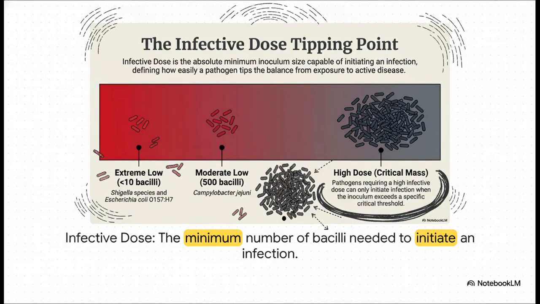So what is the infective dose? It's simply the minimum number of bacilli required to initiate a disease process. And as you can see, this threshold varies enormously among pathogens. An organism like Shigella, for example, can cause disease with as few as 10 cells. Others require a much larger inoculum, a critical mass, to successfully overwhelm the host's immediate defenses.